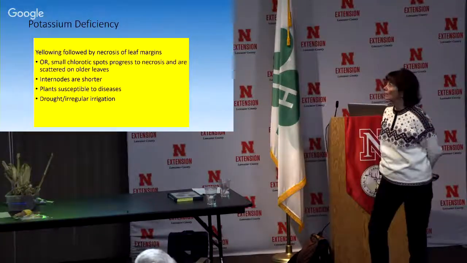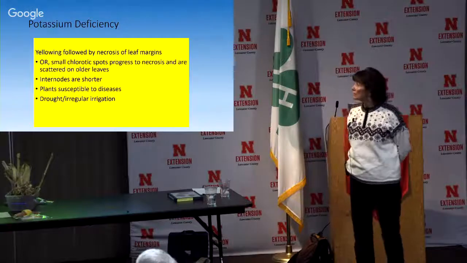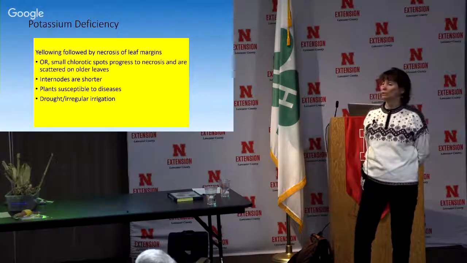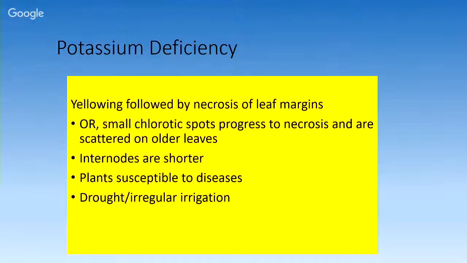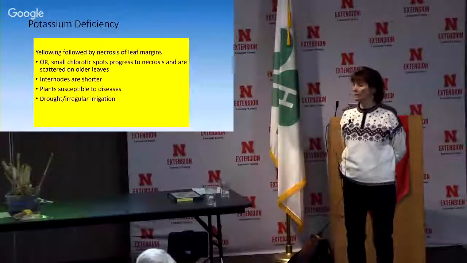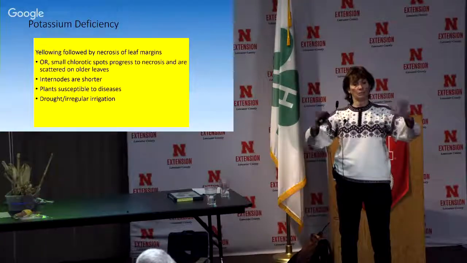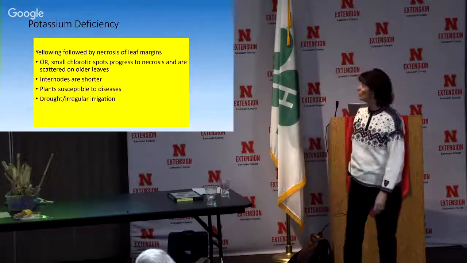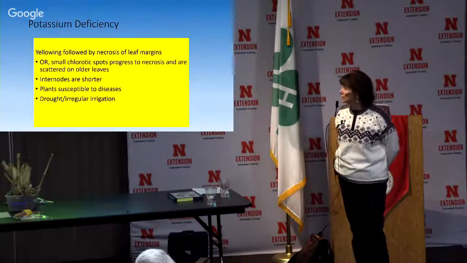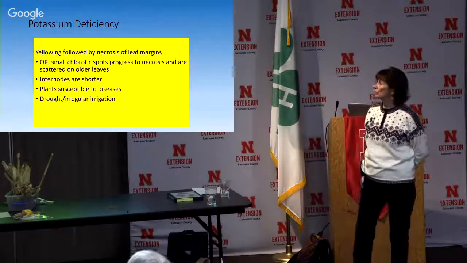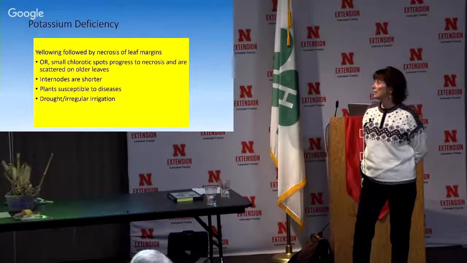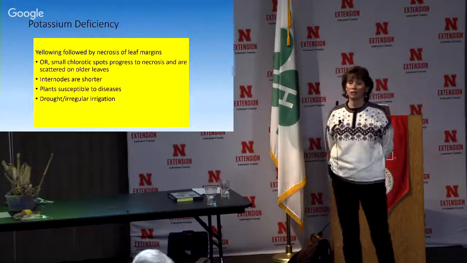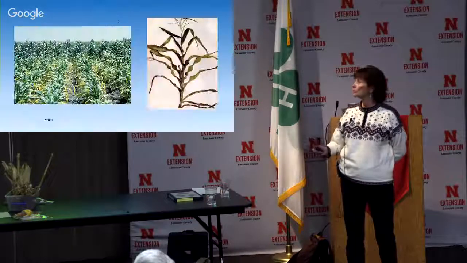Again, here we got yellowing again. Usually some yellow and necrosis on the leaf margins, small chlorotic spots sometimes can be scattered on the older leaves. Again, it will be on the older leaves first. And if you're growing soybeans, that may be a little hard to see because they're small and bushy. But we'll take a look at that. And the internodes are shorter. The plants are susceptible to diseases. And drought or irregular irrigation is what causes those potassium symptoms.